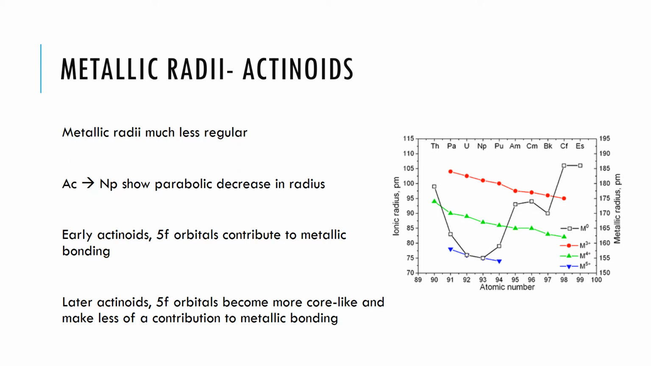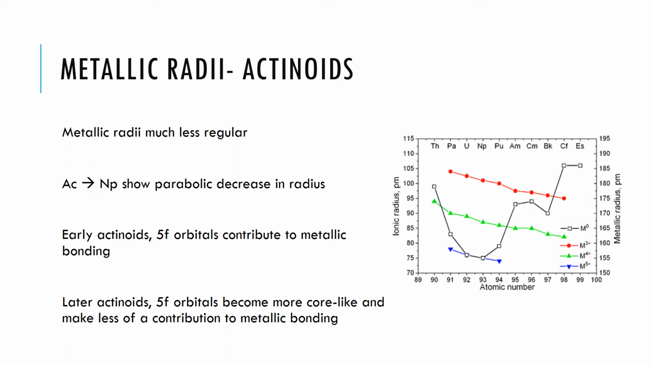Now, for the actinoids, the metallic radii are much less regular, and you can see on the plot on the right there, the black line corresponds to the metallic radii. The rest of those radii shown there are for the ions. But focus for the minute on the black line. You can see there's a much less regular pattern as we increase atomic number, as we move from left to right across the actinoid elements.